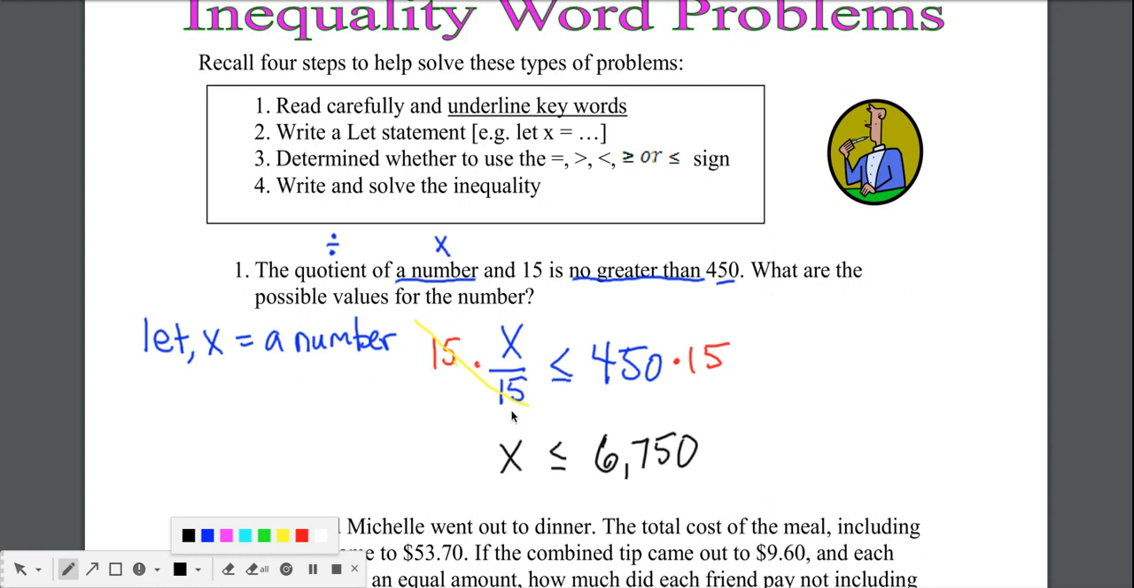All right. And that kind of makes sense because you're dividing it by 15 and also going to be less than or equal to 450. All right. So our final answer is this right here. Okay, let's go ahead and pause here.